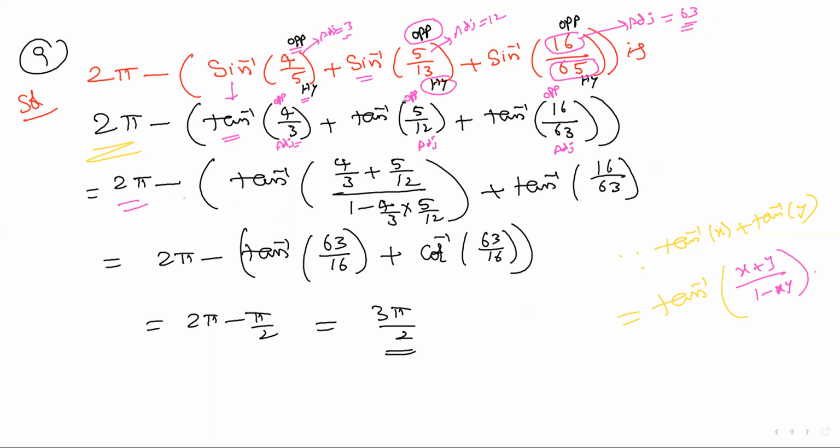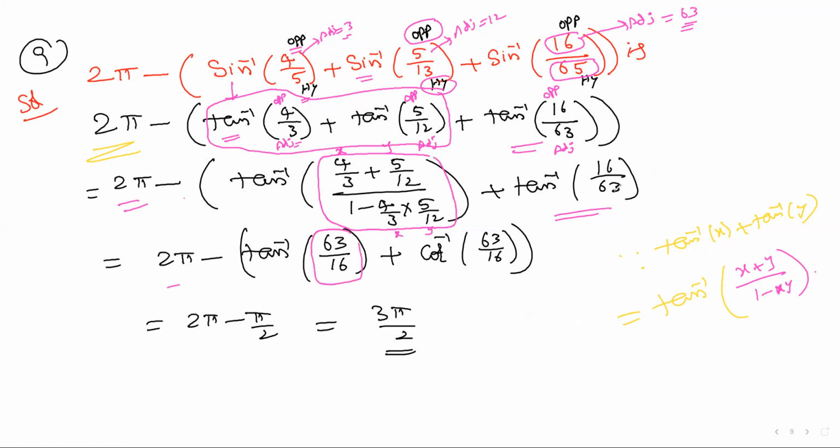So 2 pi minus, first we should take the first two inverse trigonometric functions. Now applying the formula: tan inverse of x plus tan inverse of y is tan inverse of (x plus y) by (1 minus xy). What is x here? x is 4 by 3, y is 5 by 12. This angle stays as it is. So 2 pi minus tan inverse of, after simplification, we have got 16 by 63.